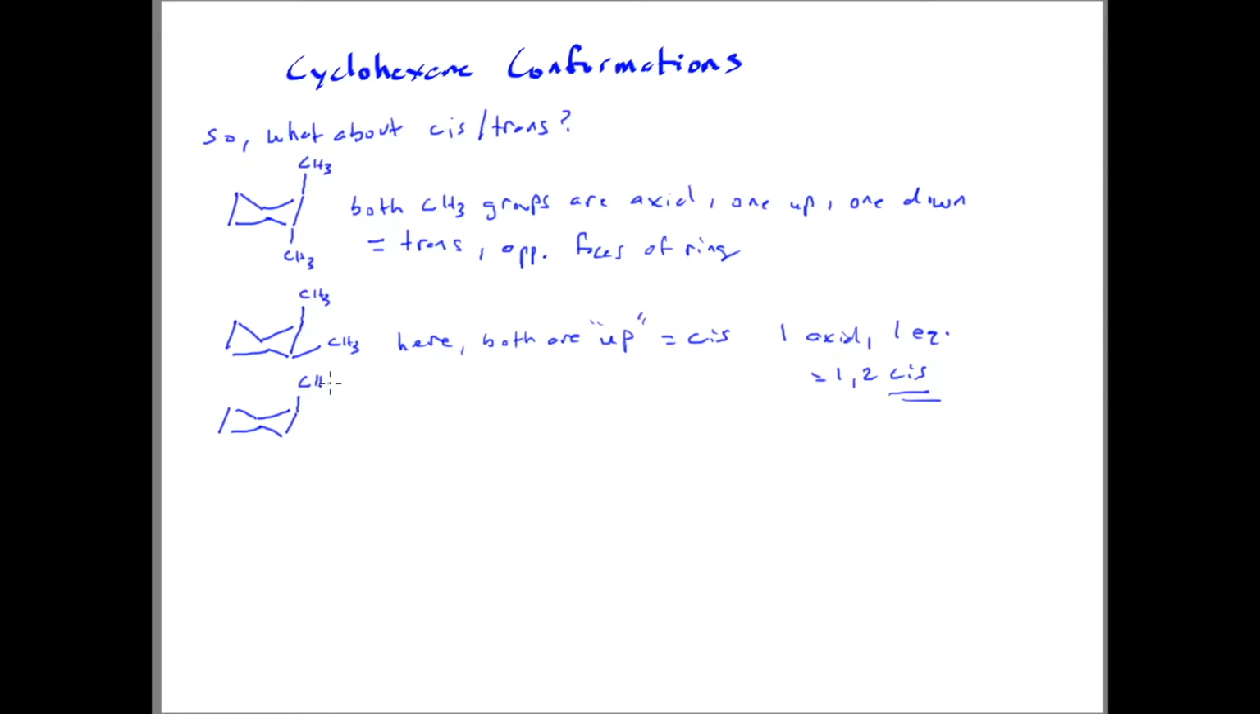Again, starting from this carbon here on the right, and now let's move to the carbon number 3. So now what I have is I have two groups. They're both axial, and they're both pointed up. So 1-3 here with two axial groups is cis. They're both pointed on the top face of our ring.